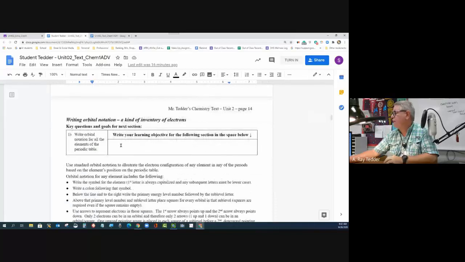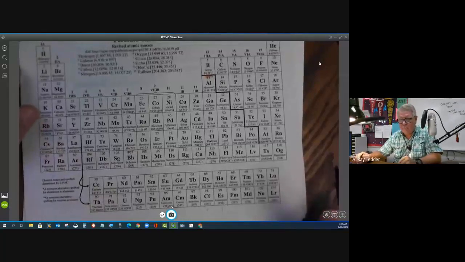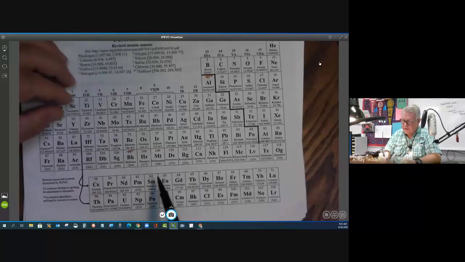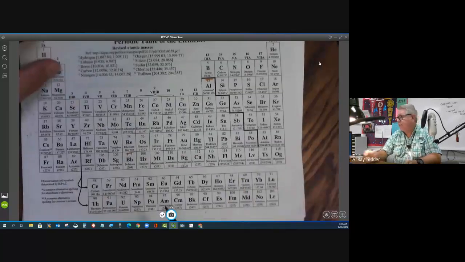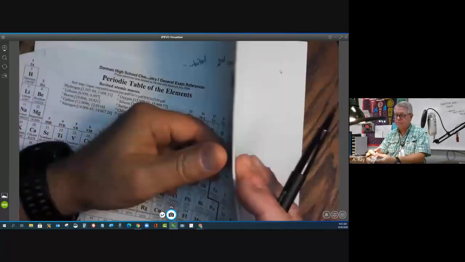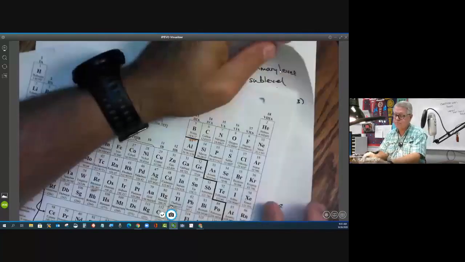All right, the next section is to write an orbital notation for all the elements of the periodic table. For us, we are not going to write it for every element on the periodic table. We're only going to do orbital notations through the D sublevel region. So for those F sublevel region elements down here, we're not going to do those. We're going to go through all the S, P, and D orbital notations, okay? So let's start with that. You need your periodic table out, and you need to follow along with me, and I'm going to give you some assignments as we go along.